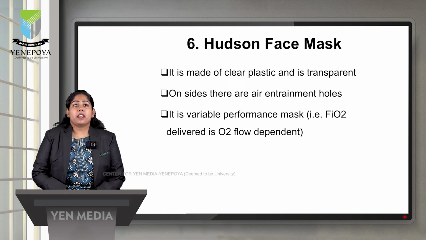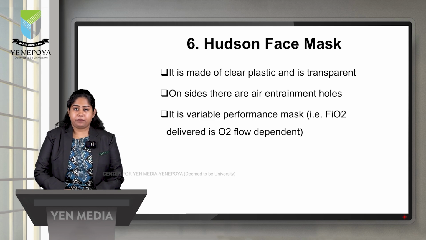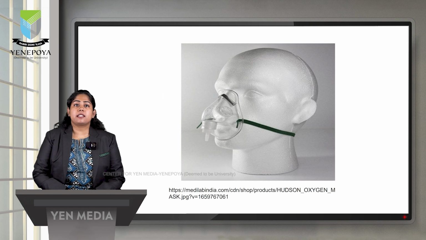Hudson's face mask. It is made of clear plastic and it is transparent. On the sides there are air entrainment holes. It is a variable performance mask, that is, the fractional inspiration of oxygen delivered is dependent on the oxygen flow. This is a Hudson's face mask.